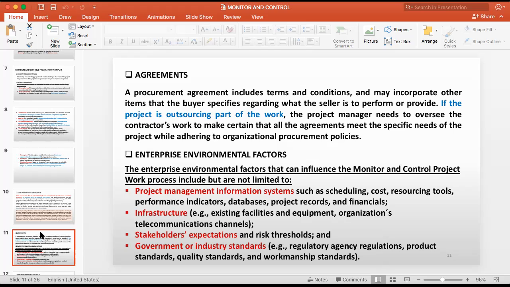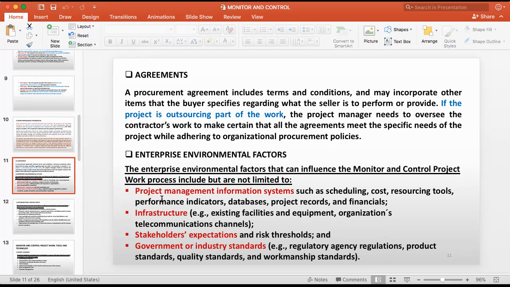So likewise, if you outsource part of the work, you should have that agreement. Then only you will know what the agreement is, whether he has fulfilled the agreement or not, whether he has satisfied our requirement or not. All these things, the agreement should be there to understand.